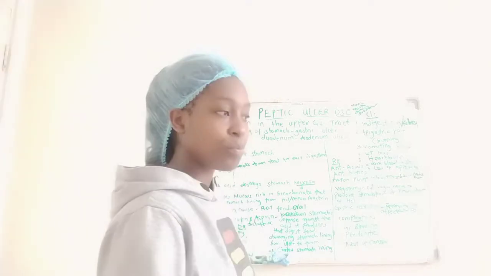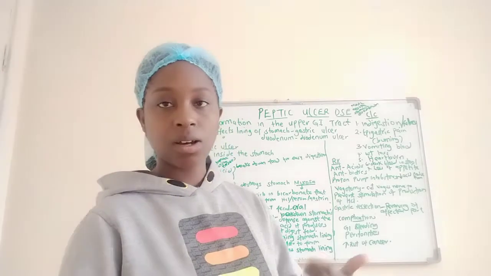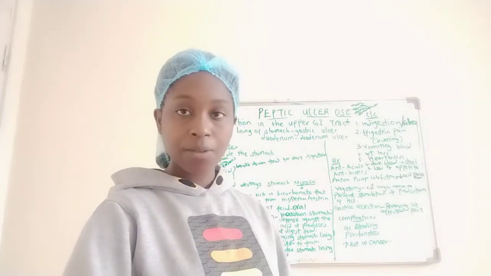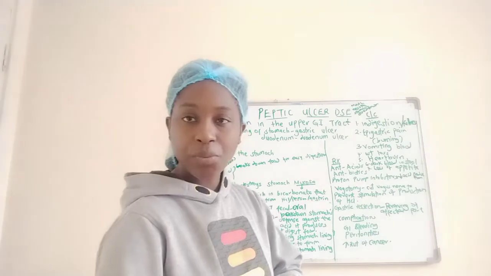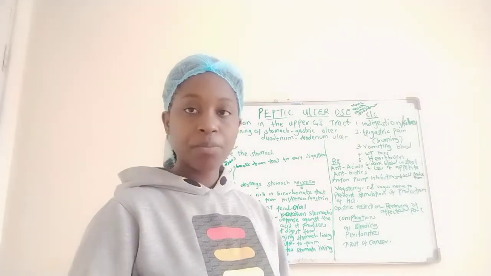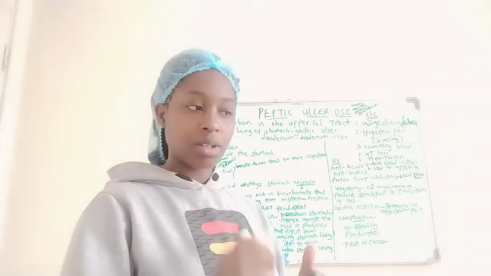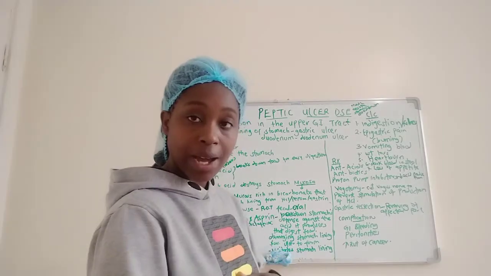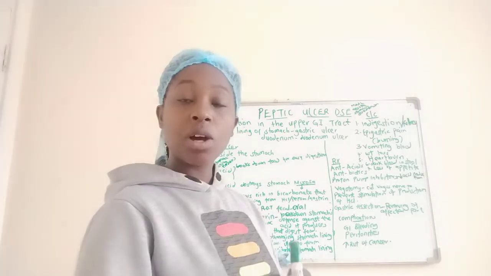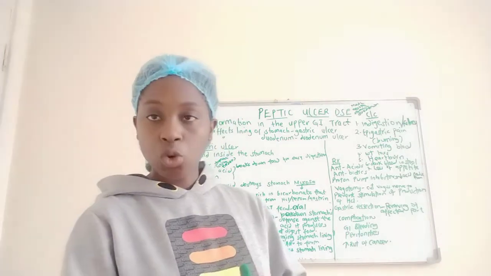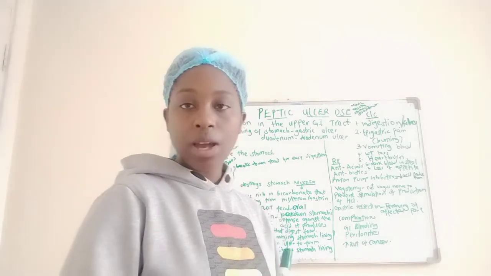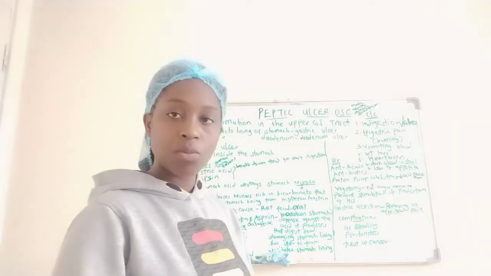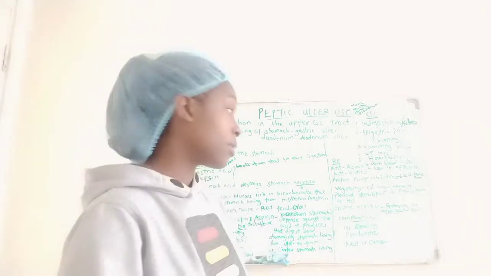Those are the typical symptoms of peptic ulcer disease. Number one, we have indigestion or a feeling of fullness in the stomach. Number two, we have epigastric pain that is burning in nature, usually along the epigastric region. We have vomiting blood, weight loss, blood in stool, loss of appetite, and we also have heartburn. Those are the clinical features or symptoms of peptic ulcer disease.